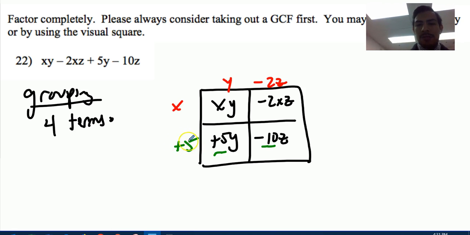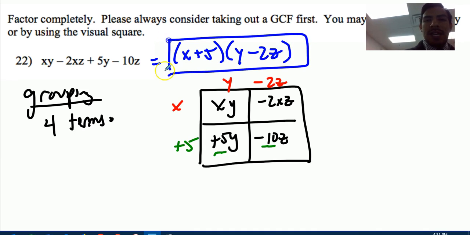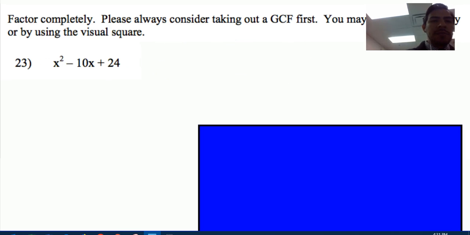When I do, I'm going to multiply these back in and make sure I get it right. A positive 5 times a y is a positive 5y. A positive 5 times a negative 2z is a negative 10z. Got it. So this is equal to x plus 5 times y minus 2z. Okay, that's 2 down. Let's keep going.